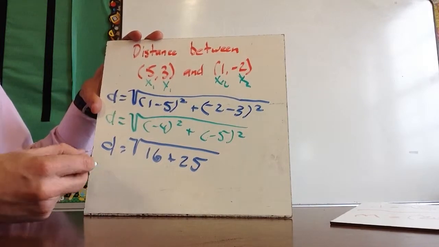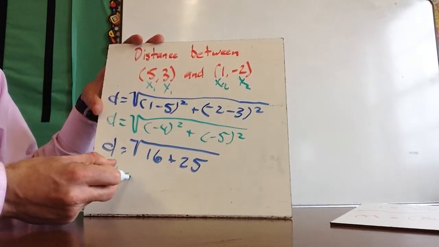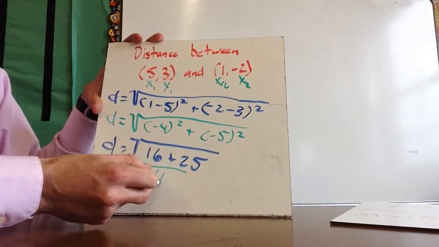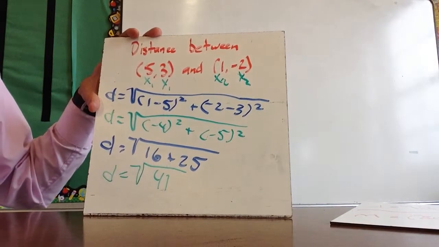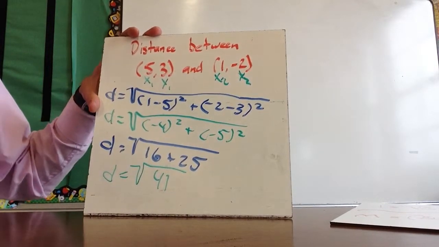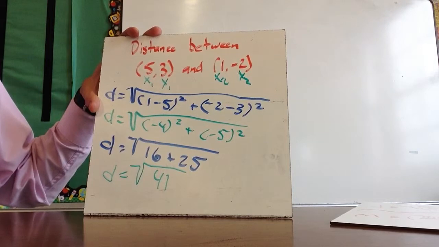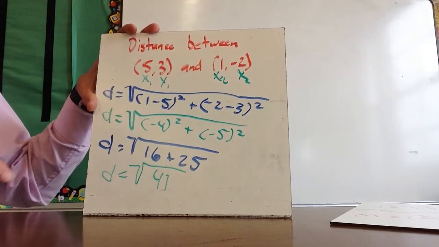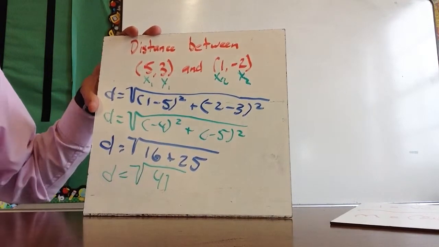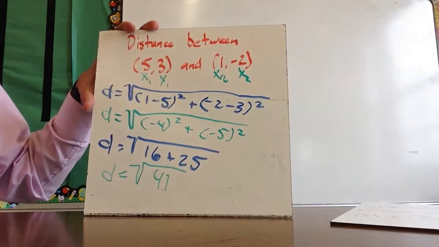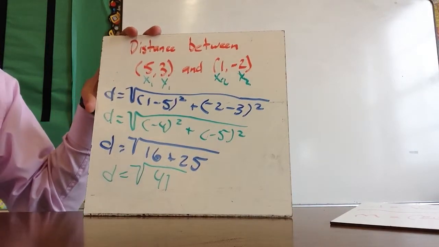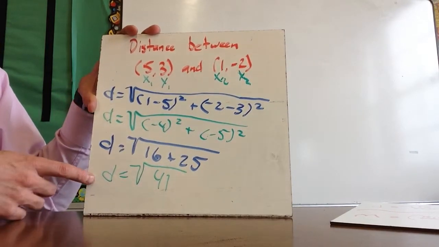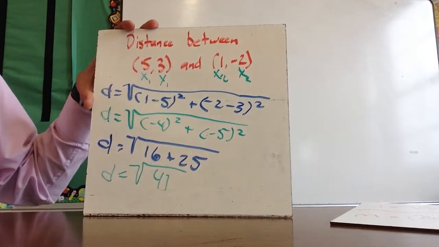And then my final answer is going to be distance equals the square root of 41. Now, you can leave your answer as the square root of 41. That is a number that's not rounded. If you type square root of 41 into a calculator, you'll get something like 6.4 approximately. Okay, and you could round to that if you want to, but ideally we should start to get comfortable leaving answers in the radical form.